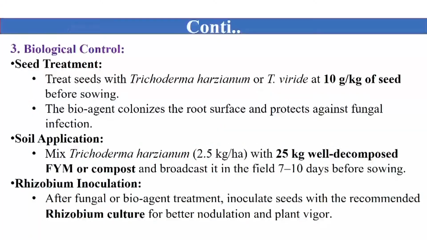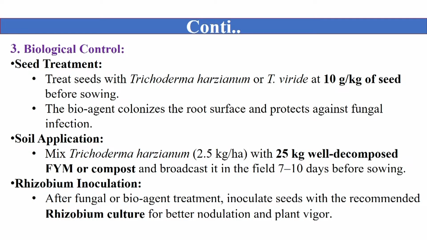Next is biological control. You should also prefer biological control systems like seed treatment. Seed treatment with Trichoderma harzianum or Trichoderma viride at the rate of 10 gram per kilogram of seed before sowing. The bioagent colonizes the root surface and protects against fungal infection.